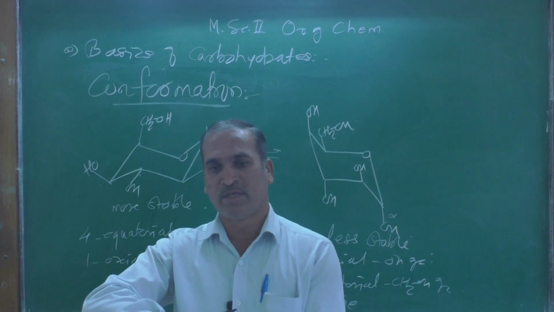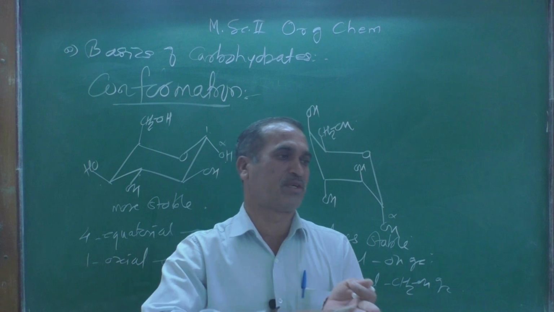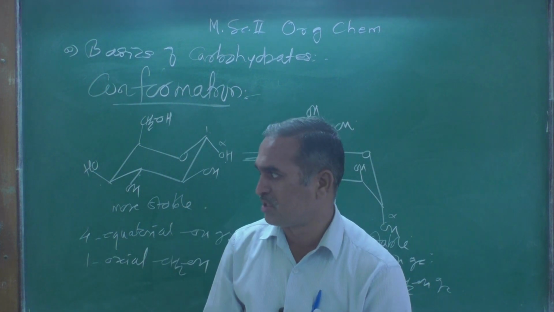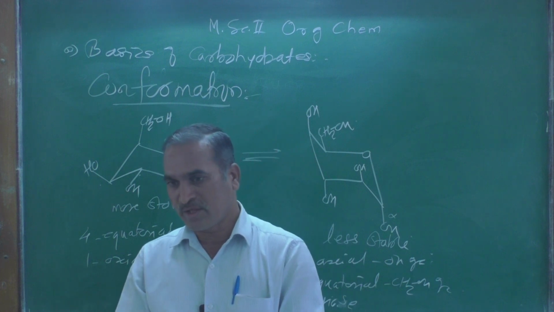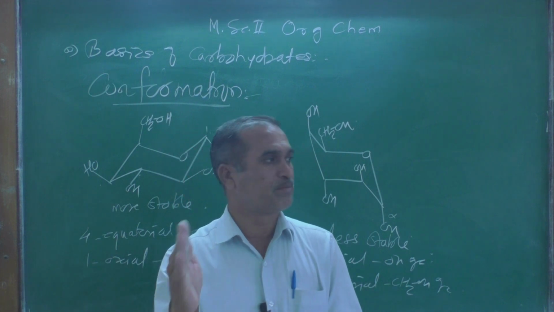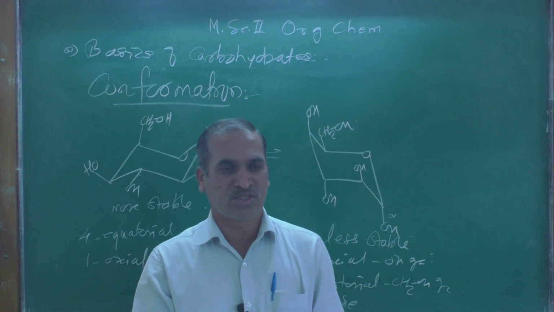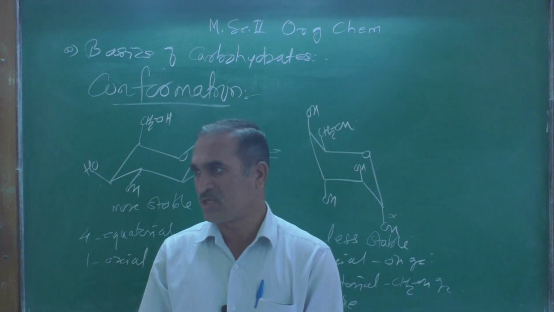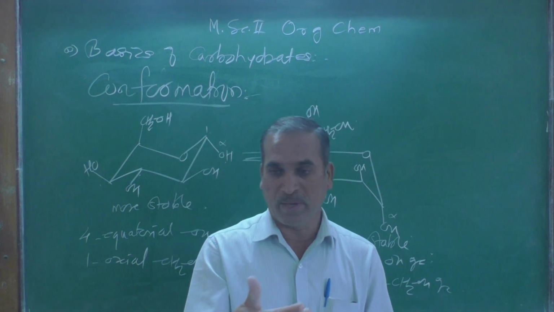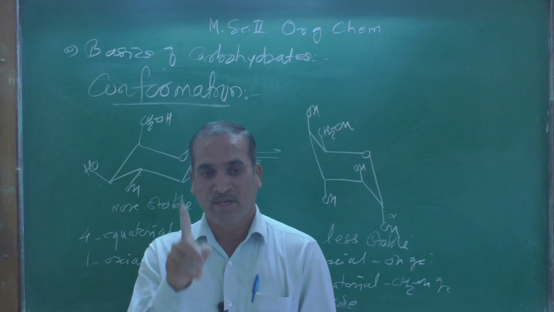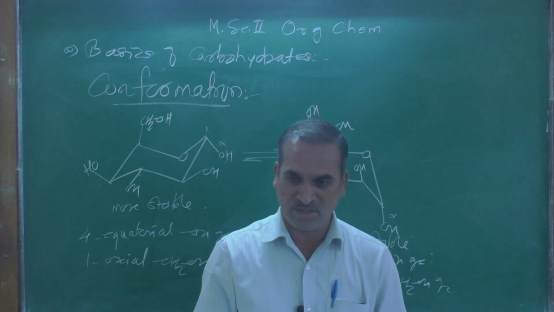But the chair conformation always keeps converting from one chair conformation into another chair conformation at room temperature at equilibrium, and that process is known as flipping. Flipping is a process where one chair conformation is converted into another chair conformation. But during that flipping, axial bonds become equatorial and equatorial bonds become axial.